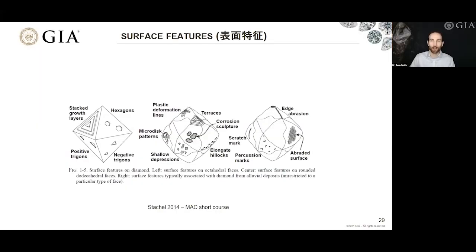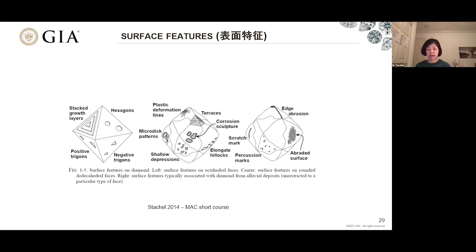We just saw a couple examples of surface features on an octahedron. If we look again at this diagram, the middle sketch shows a rounded dodecahedron and some of the surface features that can be present. 刚才看的是八面体，现在我们再来看中间这张图，这是浑圆的菱形12面体表面的一些特征。The middle one. Next.